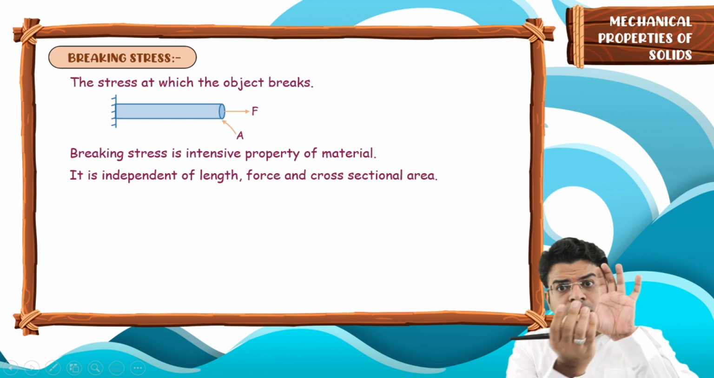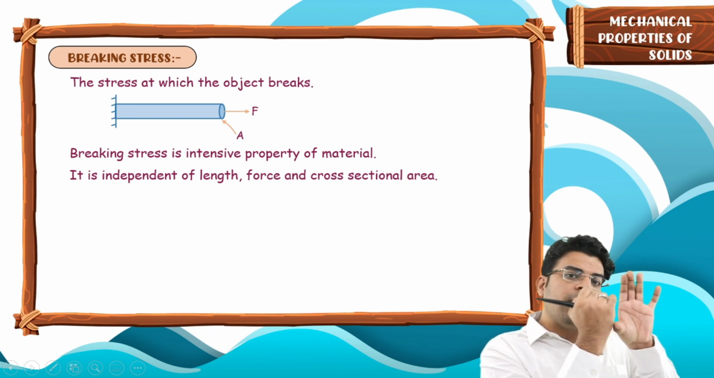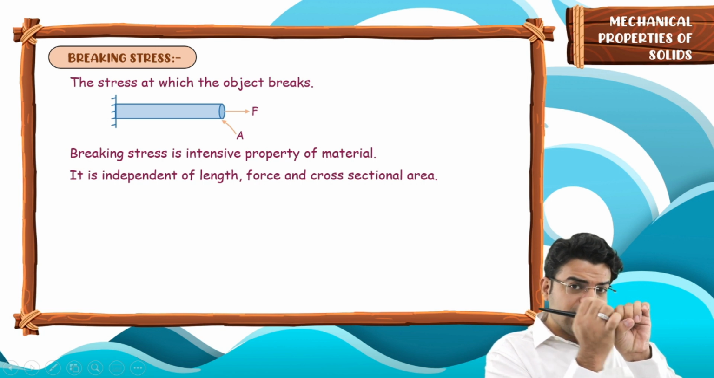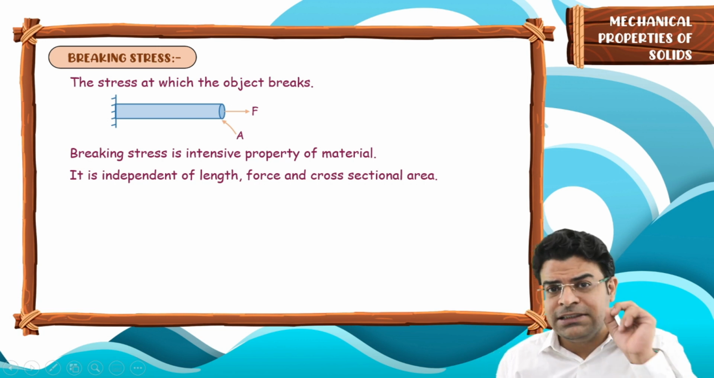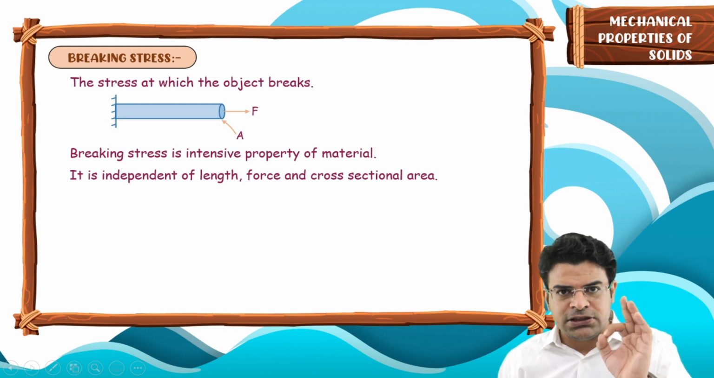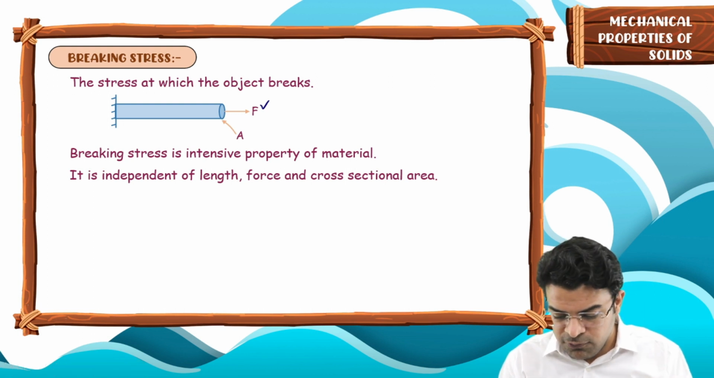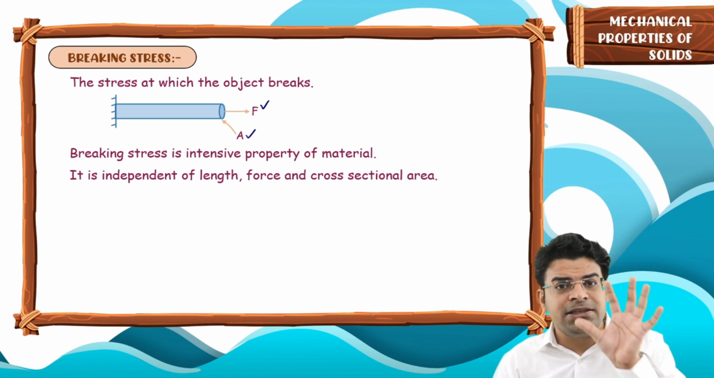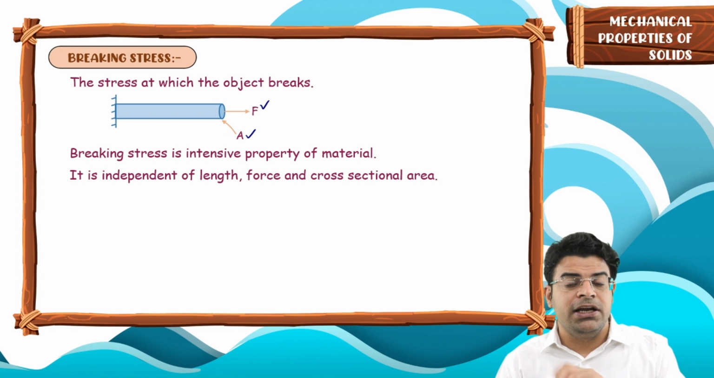For a greater cross-sectional area, you will have to apply more force. For a small cross-sectional area, you will have to apply less force. What remains the same is the breaking stress of the material. So breaking stress does not depend upon the force applied to break, nor upon the area. Breaking stress is an intensive property. It depends upon the type of material.